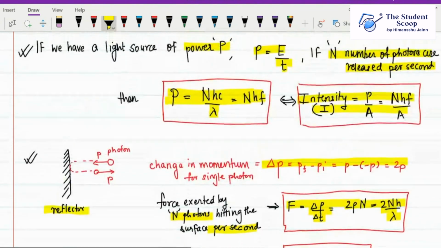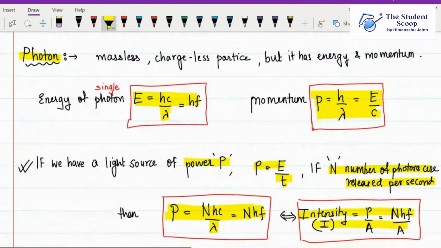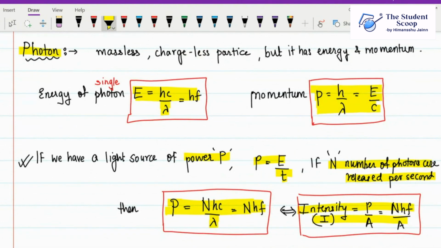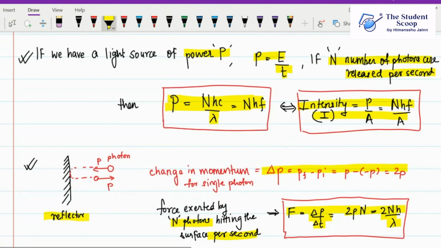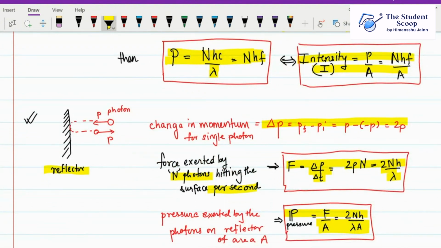Now those are the things that we can work out with photons in different scenarios. We just have to remember what the energy and the momentum of the photon represent, and how we can calculate power, intensity, force, pressure, and other quantities.